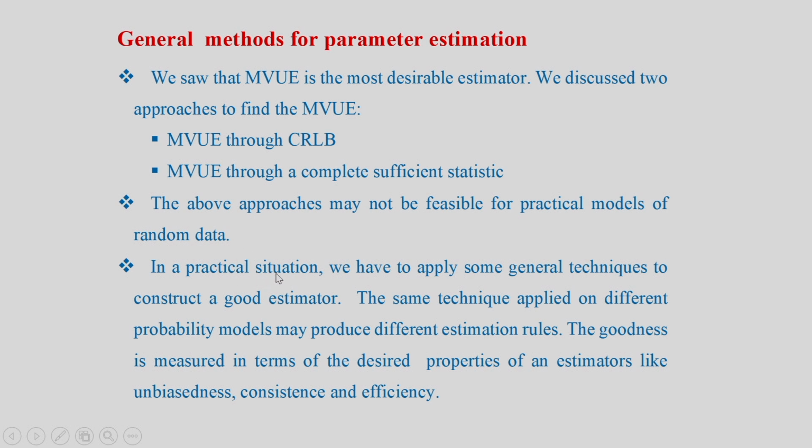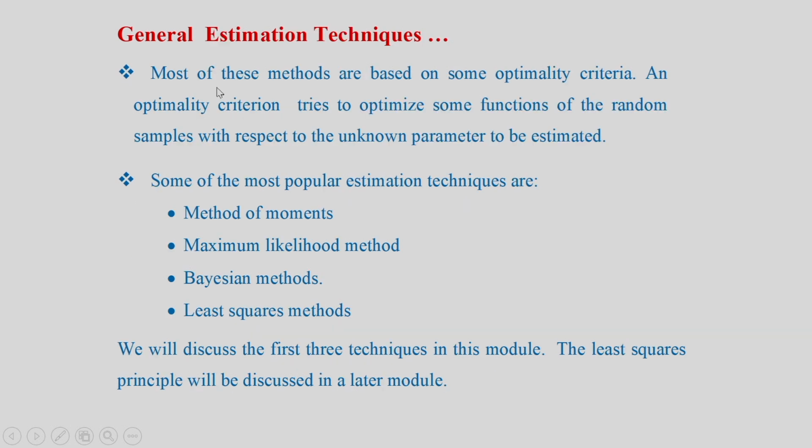In a practical situation, we have to apply some general techniques to construct a good estimator. The same technique applied on different probability models may produce different estimation rules. The goodness of an estimator is measured in terms of the desired properties of an estimator like unbiasedness, consistency and efficiency. Most of these methods are based on some optimality criteria.